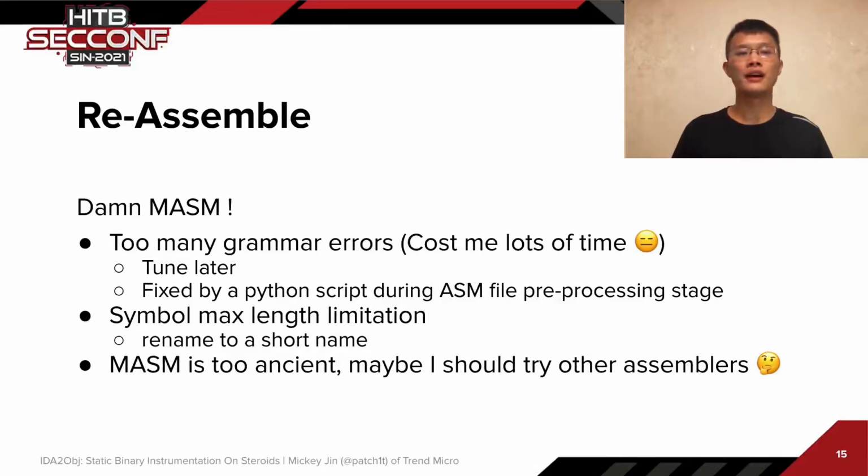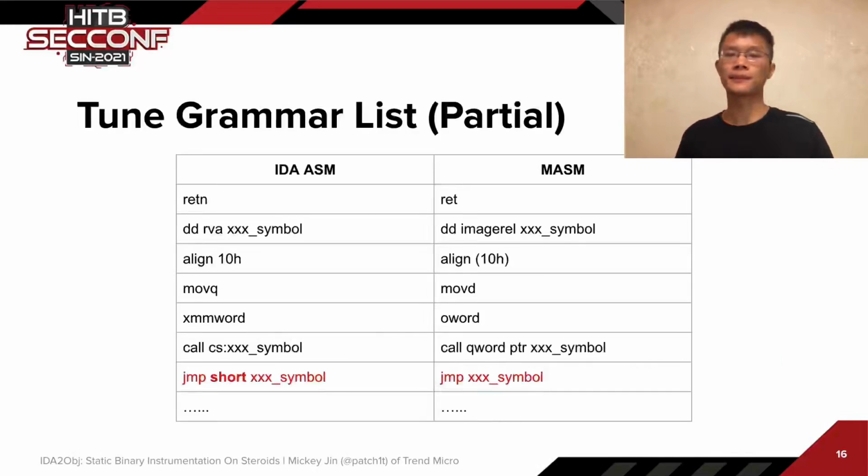And there is another limitation for the symbol length, so I have to rename the long names to short ones. MASM is too ancient. Maybe I should consider trying other assemblers. There is a longer list to tune the grammar. Here is just a small part. Note that I have to change all the short jumps into long jumps, because they may break the short jump range limitation after the instrumentation.